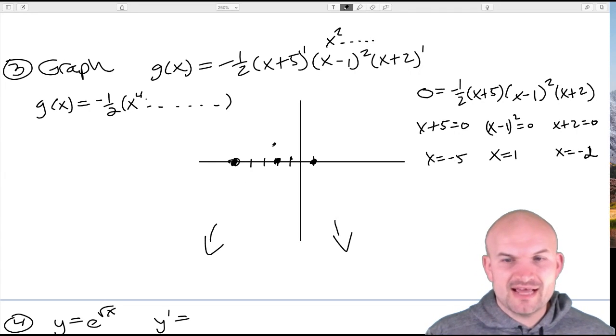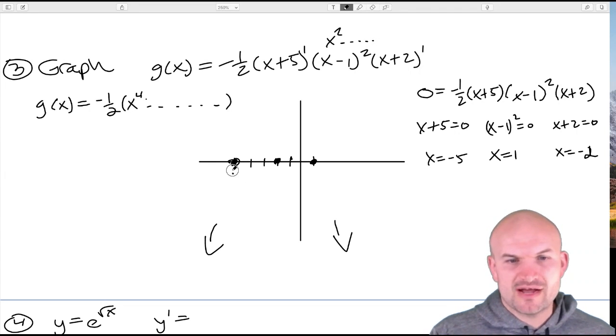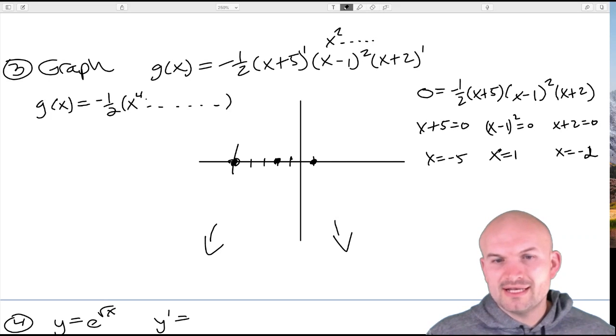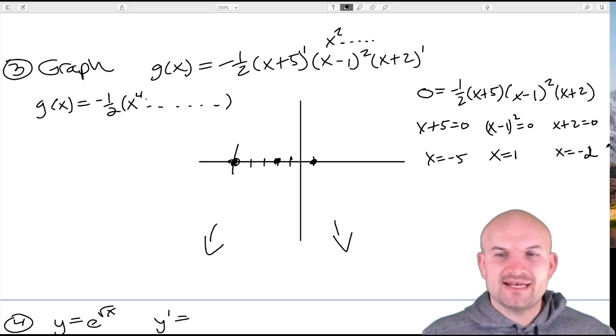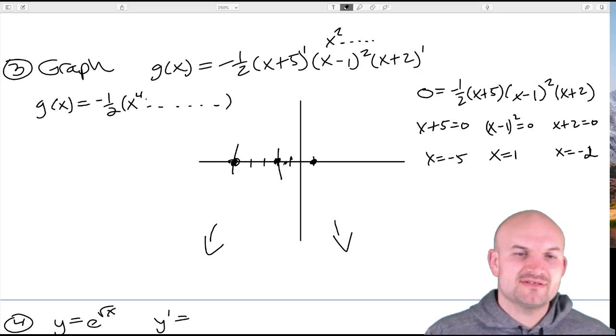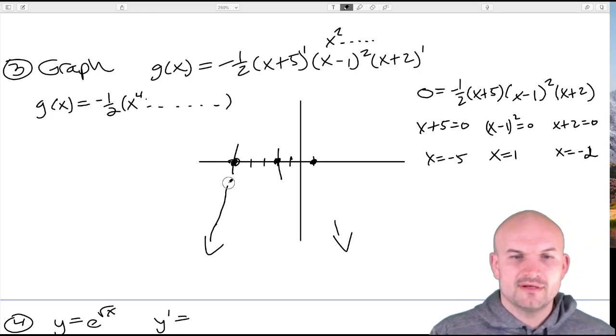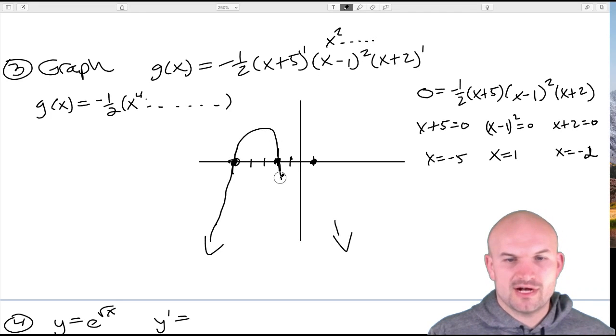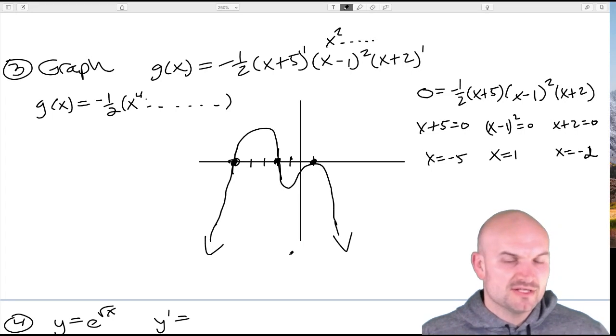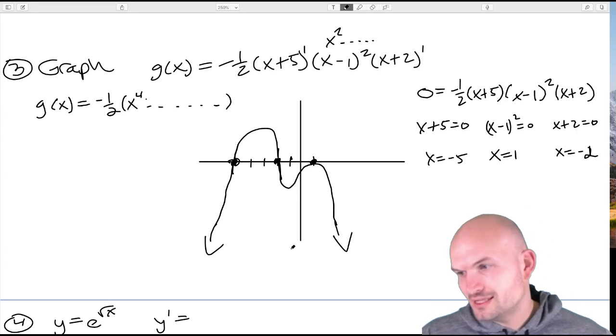So at negative 5, you can see that's an odd multiplicity, so the graph crosses. At 1, the graph has an even multiplicity, so it's going to bounce. And then at negative 2, it is odd. So if I was going to follow through here, that has to cross, that has to cross. And now you can see that it's going to bounce and then go back down. So the graph is going to look something like that.